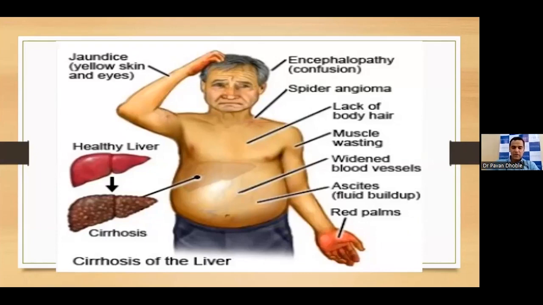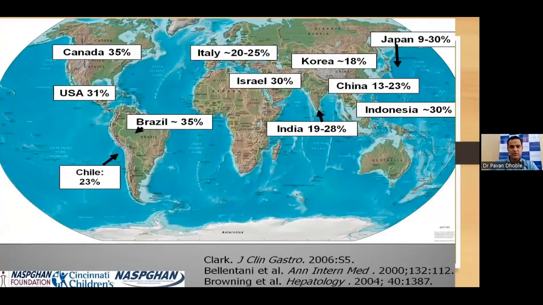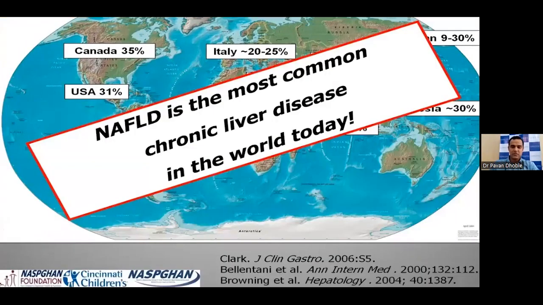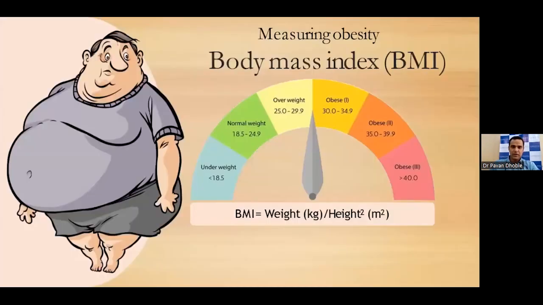I would like to elaborate more on the current problem of India, and it's a huge problem. We are number one in this problem, which is non-alcoholic fatty liver disease, the most common cause of chronic liver disease in the world, and around 30 to 40% of patients in India are suffering from this disorder. So what causes fatty liver?